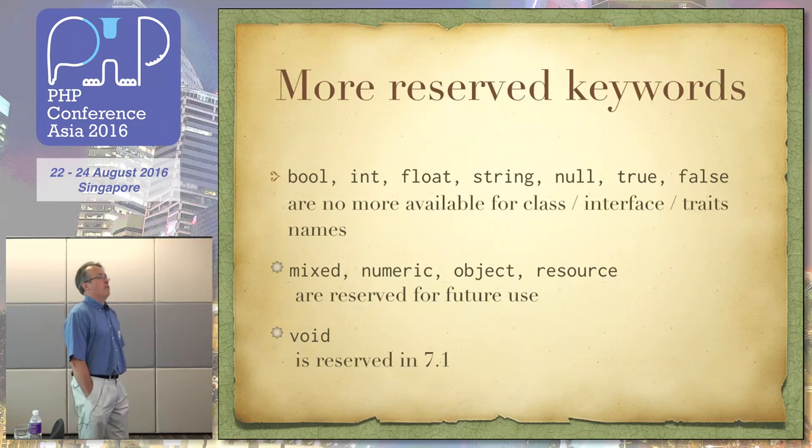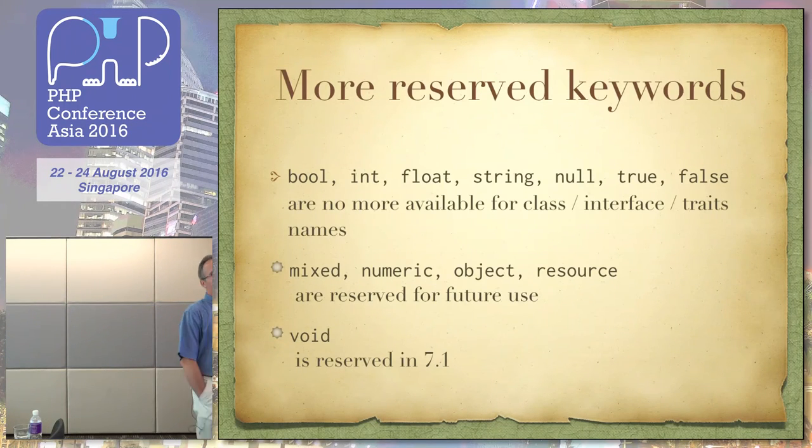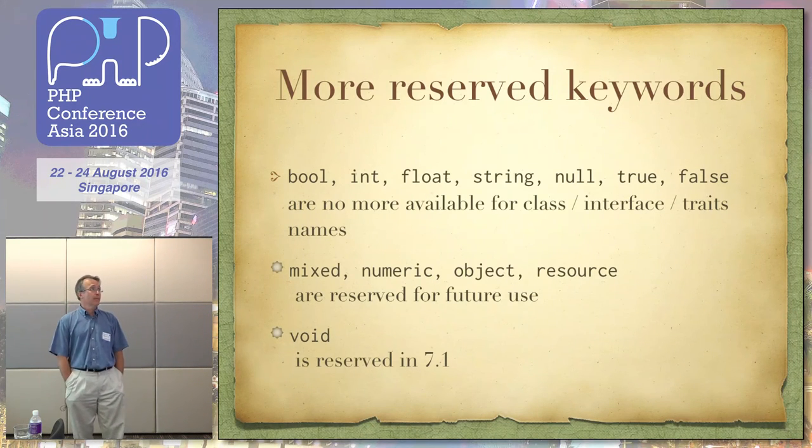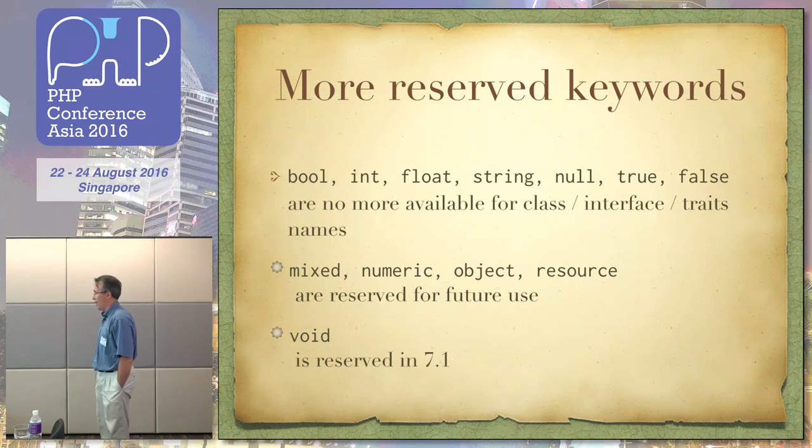Reserved words. That's incompatible. We cannot use the old words, and there are more and more of them appearing. Boolean, integer, float, string, null, true, false are not available anymore for class, constants, interface, traits. I was hit by that. I was using string. Yeah, welcome to the club. Oh, I have a very funny one later.